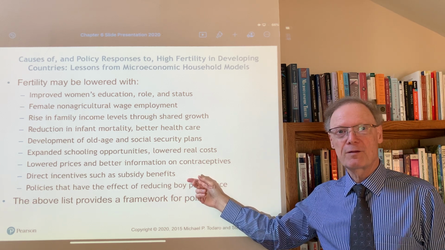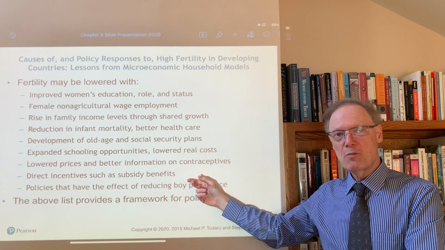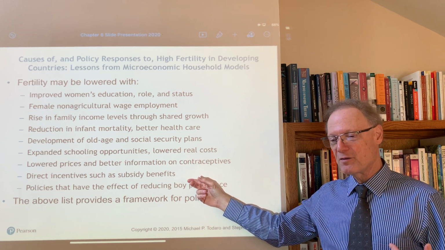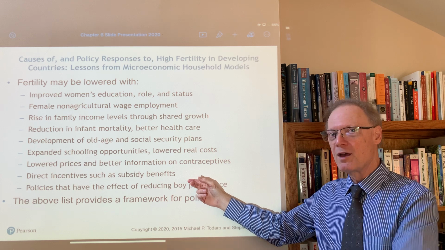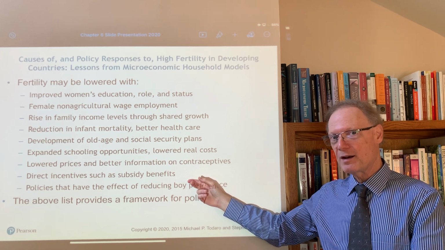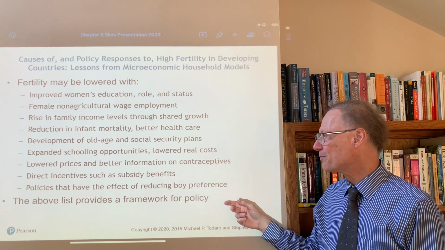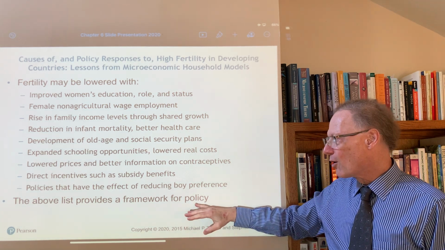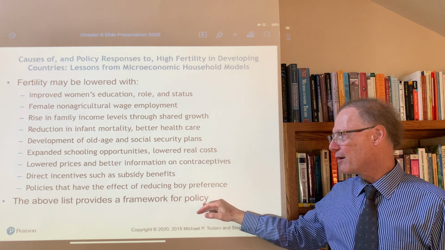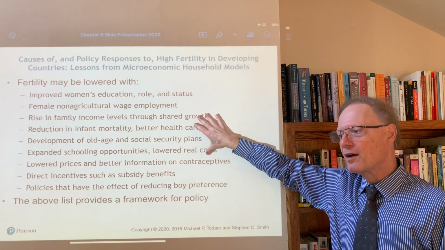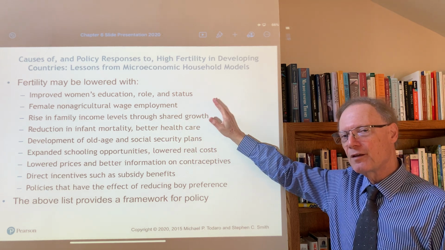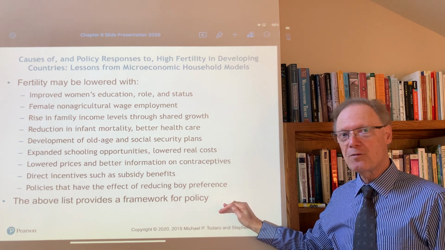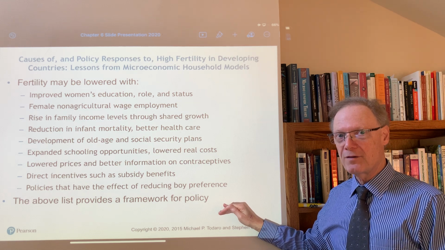This is something seen in the case of China, in which, in addition to making more than one, in some cases more than 2 children illegal, there was the extra kick, if you want, of giving special subsidies to families who had only 1 child for that child to go to school. If you had an additional child, those earlier subsidies disappear. And then policies that have the effect of reducing boy preference. And overall, this provides a list that is a framework for policy. The implications of the microeconomic analysis tell us where to look for policies that could be effective, where to study whether such policies are effective or can be designed in a way to become more effective.